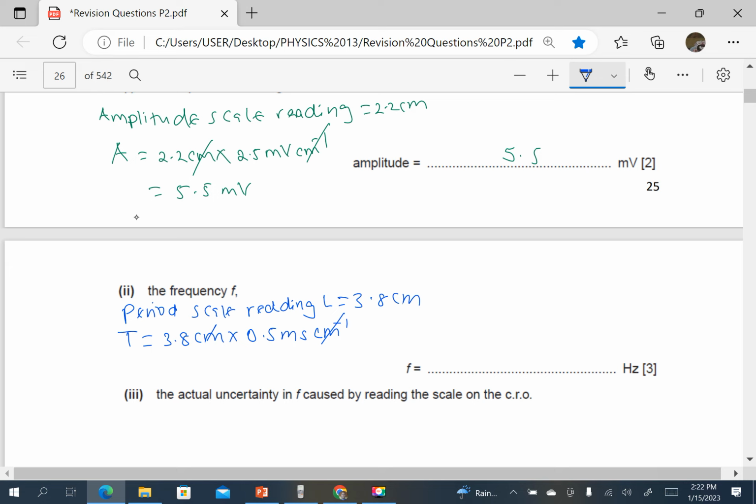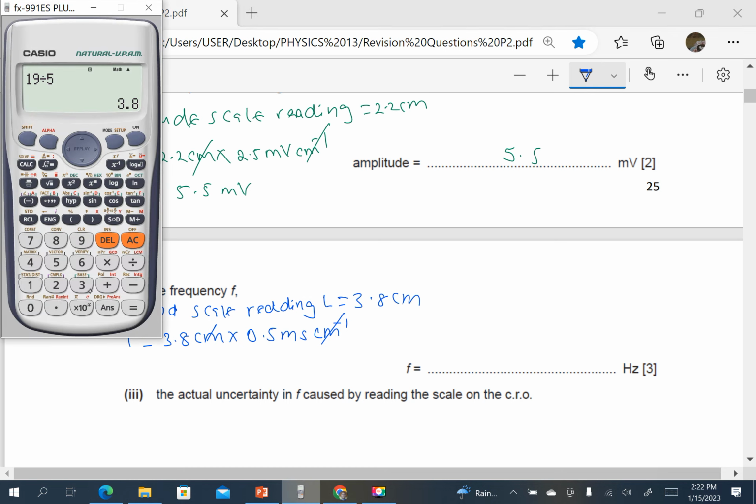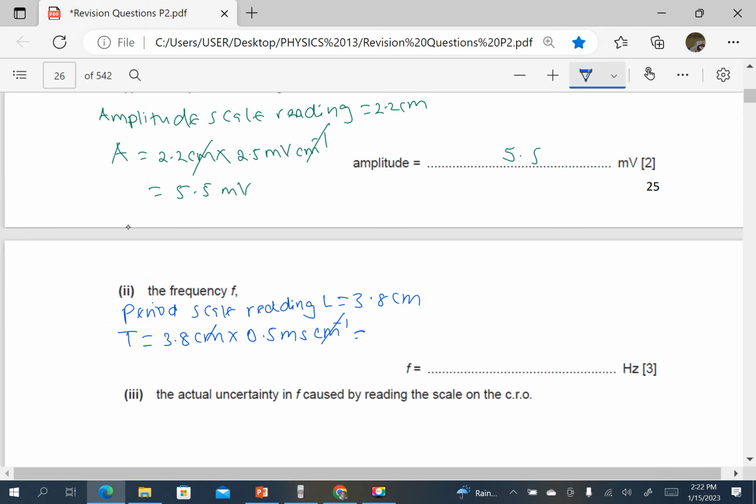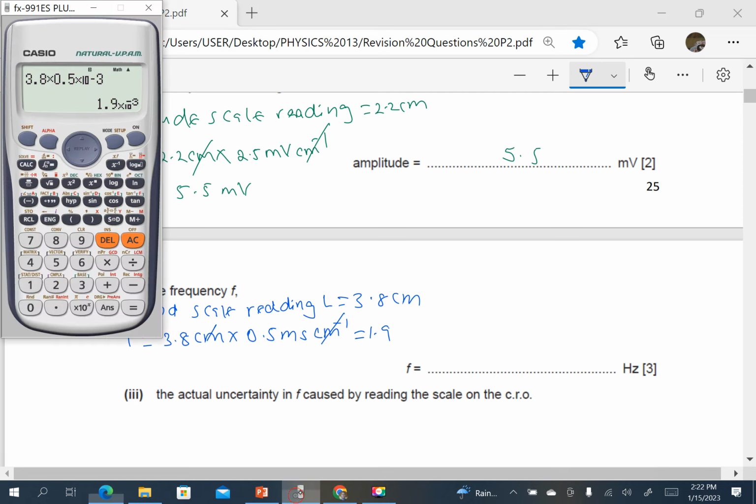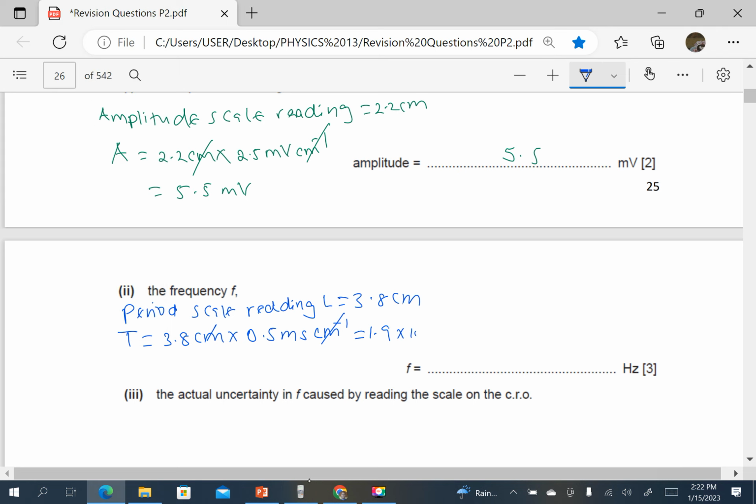Remember the frequency is the reciprocal, but milli is times 10 power -3. So I have 3.8 times 0.5, with exponent negative 3, since milli is power negative 3. So this is 1.9 times 10 power negative 3.